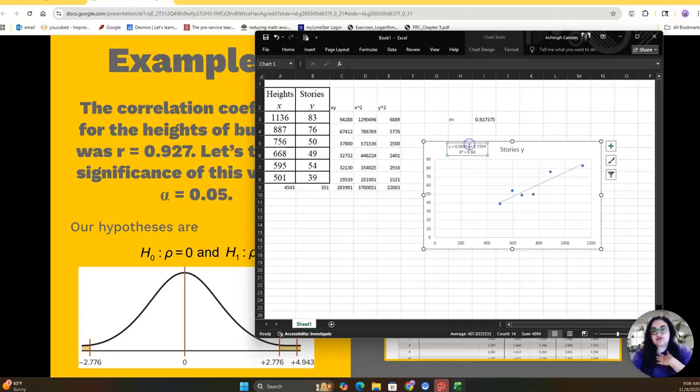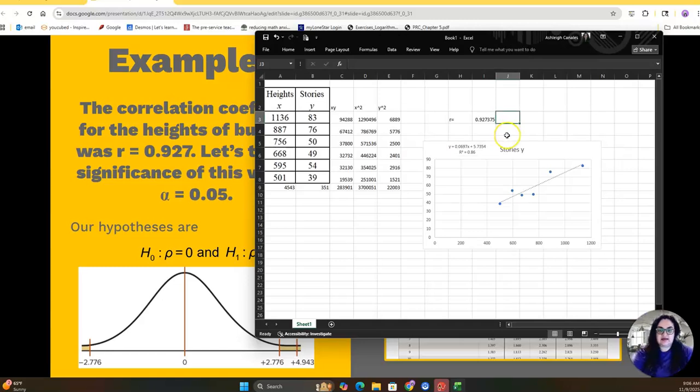coefficient. So if I find the square root of 0.86, that should give me my correlation coefficient. So I went the long way when I showed it in the example, but you can get that information off of the scatter plot. So same number right here.